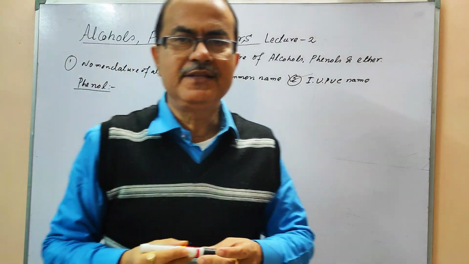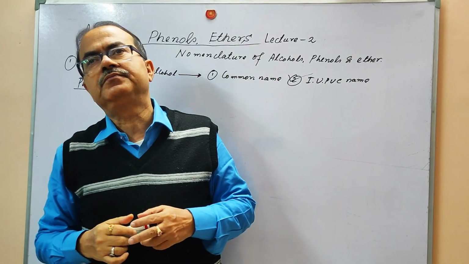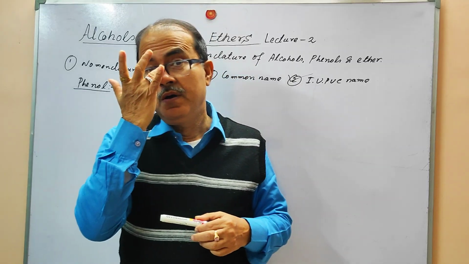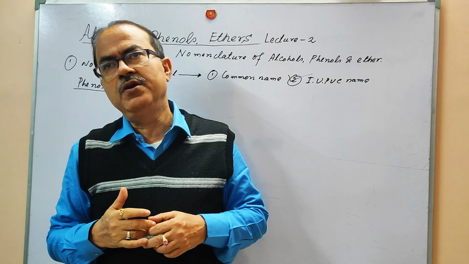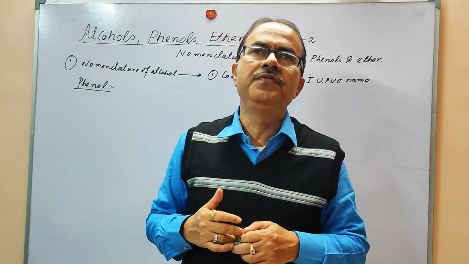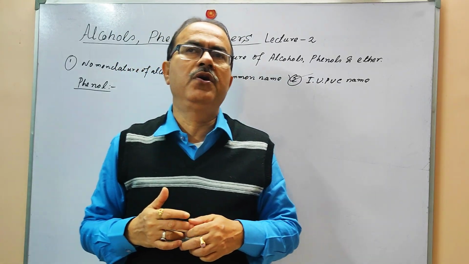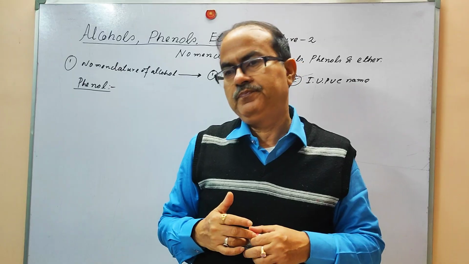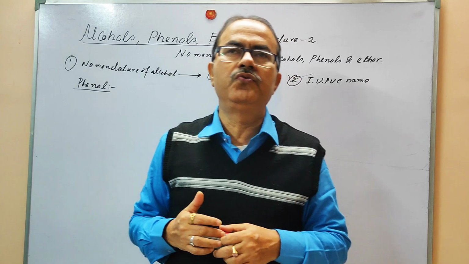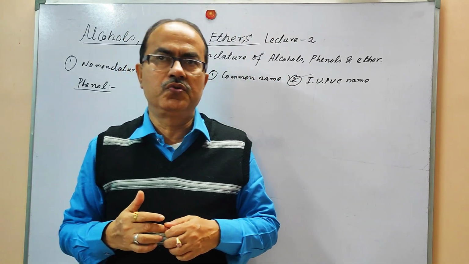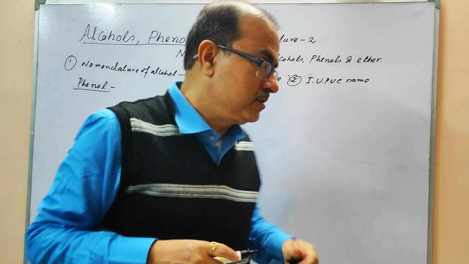Phenol is the simplest hydroxy derivative of benzene, and the IUPAC and the common name of phenol is phenol. As phenol contains a benzene ring, when there are disubstituted derivatives of phenol, in the common name we have to prefix ortho, meta, para. For 1,2 substituted, that will be ortho, 1,3 meta, and 1,4 is para. So let us have some examples for this.